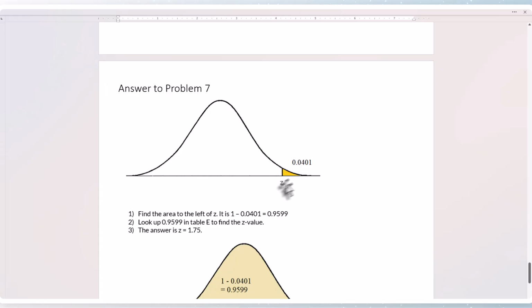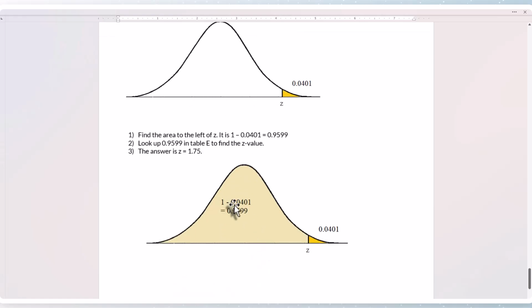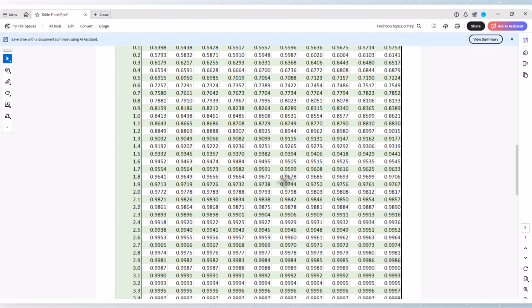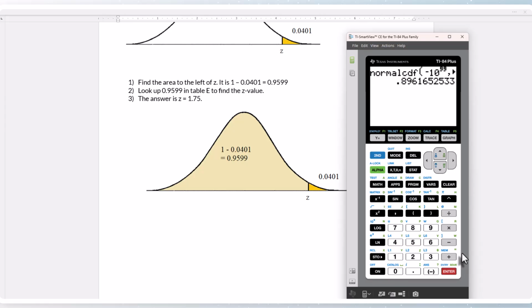Our next problem, they give us an area. We have to find the unknown z-value. So we'll work it out with the table and the calculator. So to find the area, we need this other area. So that's 1 minus 0.0401, 0.9599. We then look that area up in our table. So we have to look for 0.9599. That's going to give us 1.75. So 1.75.